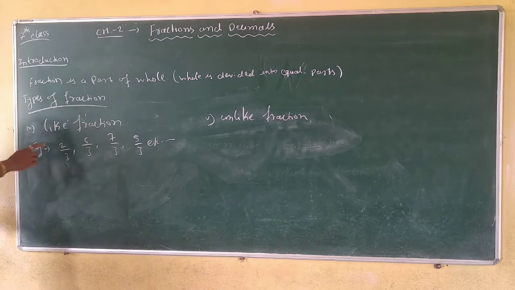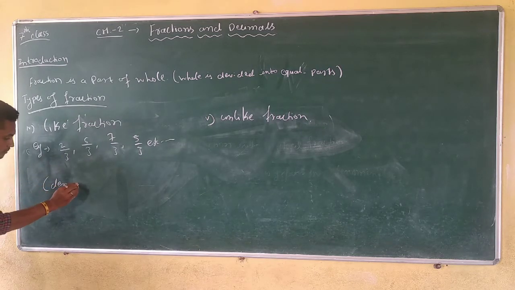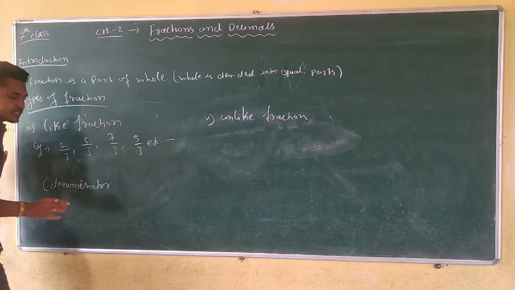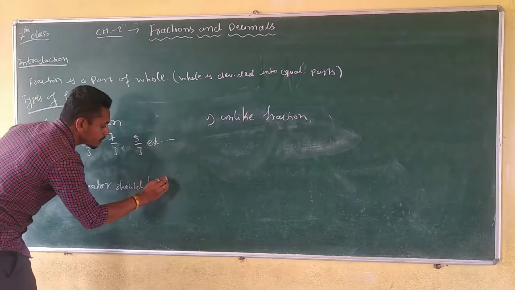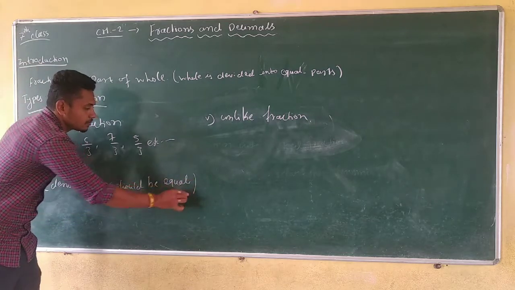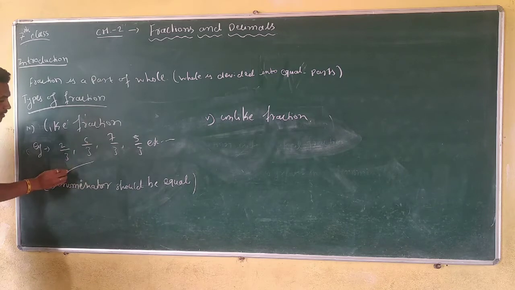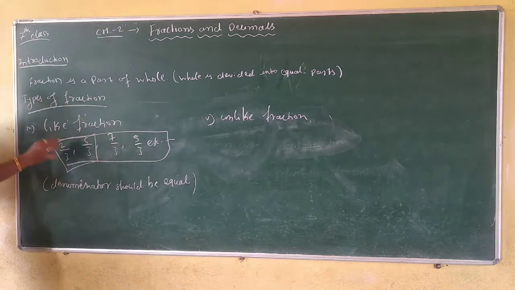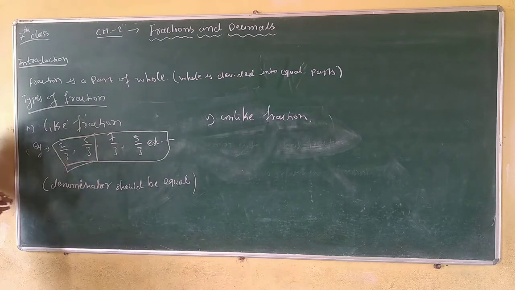Like fraction, the denominator should be equal. Is it right? So 2 divided by 3 and 6 by 3 are the two like fractions, or these all are the like fractions. Why like fractions? Because their denominators are equal to each other.